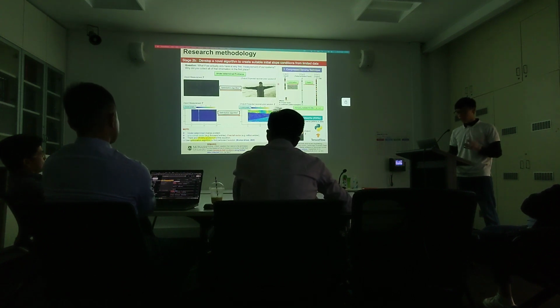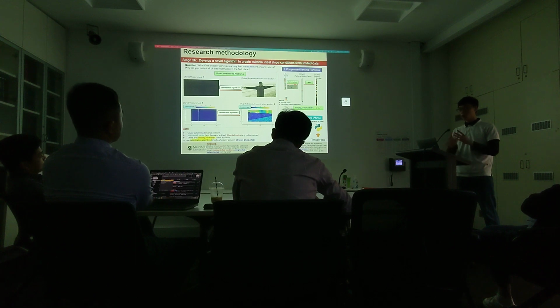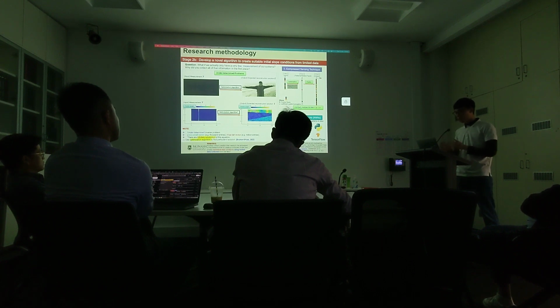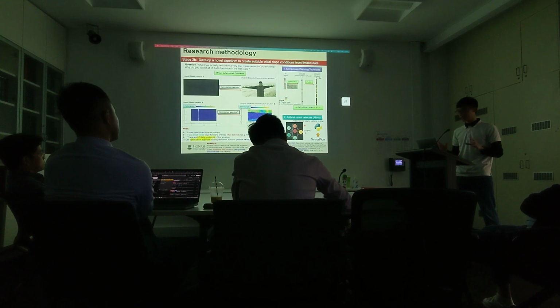So in our project, first we use a compression technique. Basically, we have the limited input, we do the optimization, we figure out the hidden pattern, and we predict the output. We will also use an artificial neural network, which is basically another set of optimization that can help us improve our prediction.